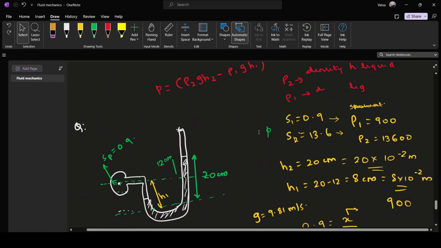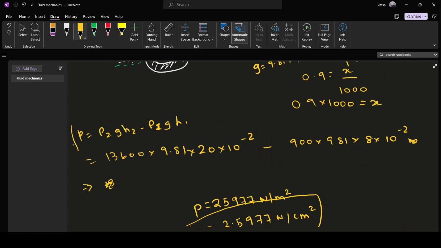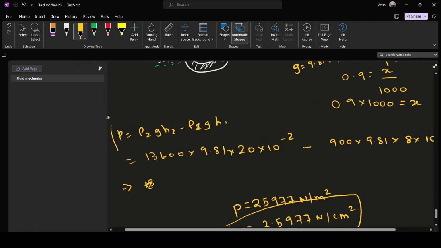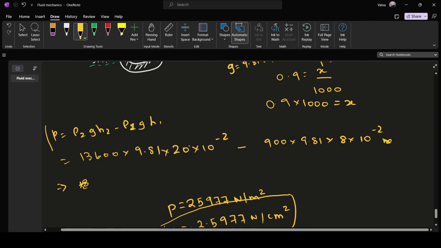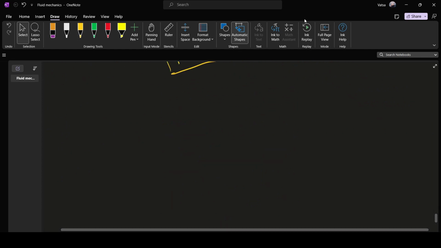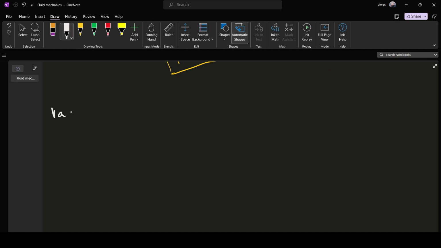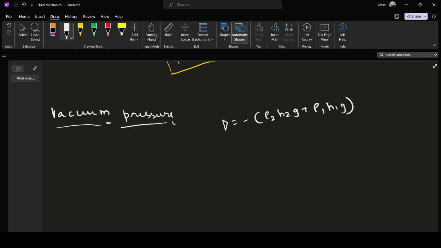Okay. So hope you guys got this formula. P is equal to, okay. Hope you guys got that. Now let's get to the vacuum pressure formula. I told you, right? There are two formulas. Vacuum pressure formula. It's a little bit different. P is equal to minus rho 2 H2 G plus rho 1 H1 G. So what is this vacuum pressure basically?